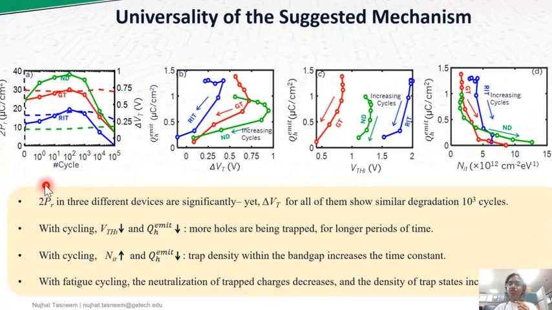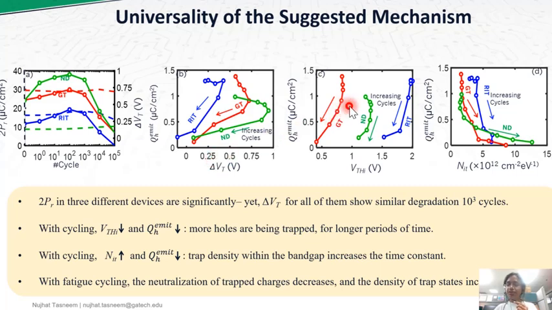The universality of the suggested mechanism can be confirmed in FeFETs fabricated in different facilities. We see that in all three of these devices, 2PR are significantly different. Yet, memory window for all three of them shows similar degradation characteristics beyond 10^3 cycles. We also see that as emitted holes approach 0 with cycling, memory window also does the same due to charges not being able to be emitted.